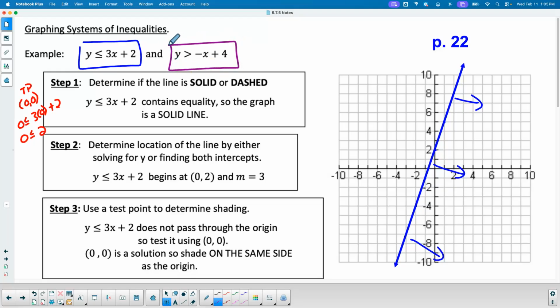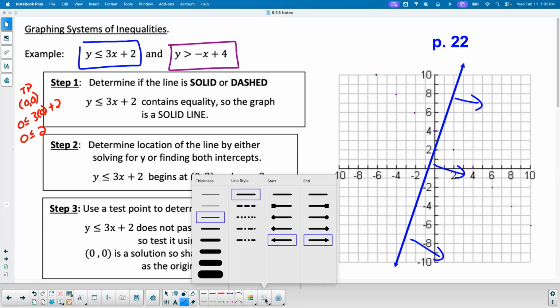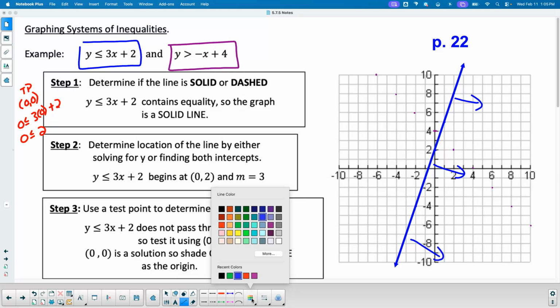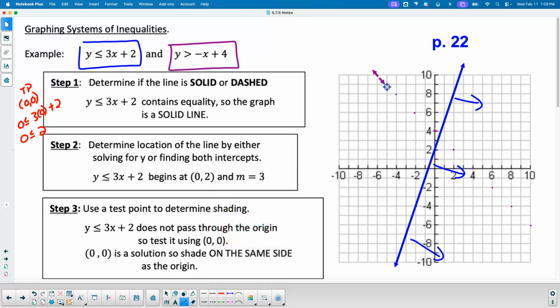Then you've got to go to the other one. That's got a y-intercept of positive 4, a slope of negative 1, which would be down 1 and right 1, or up 1 and left 1. Solid or dashed line? That's a dashed line. Also didn't go through the origin, so we can use that one. That's the nice part about having the origin. If we don't go through it, you can use it as all of your test points.